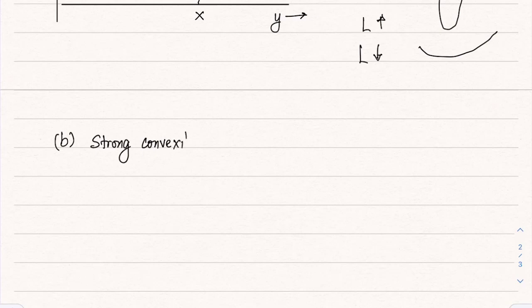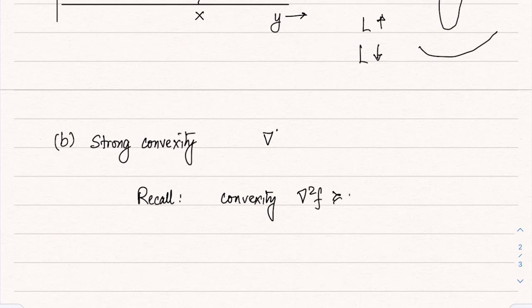So we have already seen the notion of convexity. If you recall, convexity required that the Hessian of f was positive semi-definite, right? So that was the requirement for convexity.